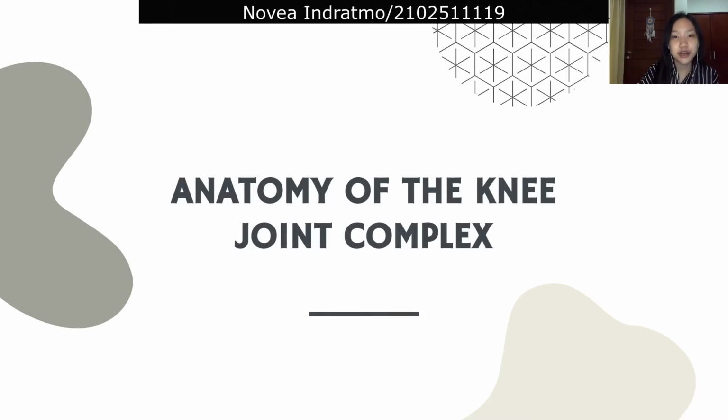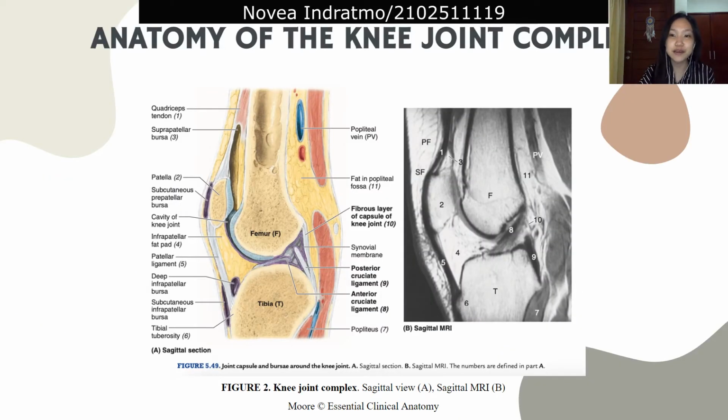After discussing the general anatomy of the knee, let us dig further into the anatomy of the knee joint complex itself. This picture shows the anatomy of the knee joint complex from a sagittal view. The knee joint complex is made up of the articulation of 3 bones, the tibia, the femur, and also the patella. It is a hinge joint and it allows flexion and extension movements. It also facilitates lateral and medial rotation.